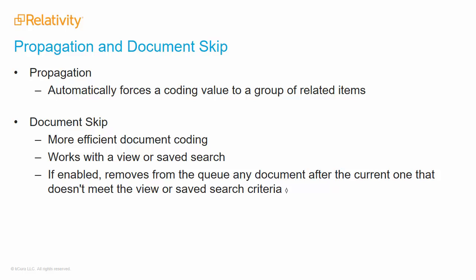case administrator. When it's enabled, document skip removes from the review queue any documents after the current one that don't meet the view or saved search criteria. Let's look at how propagation and document skip work with related items.